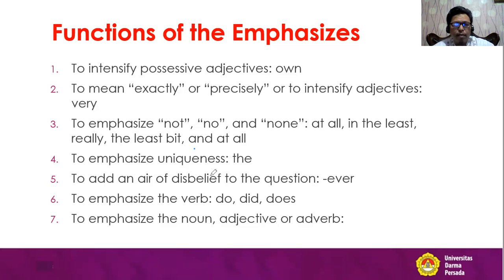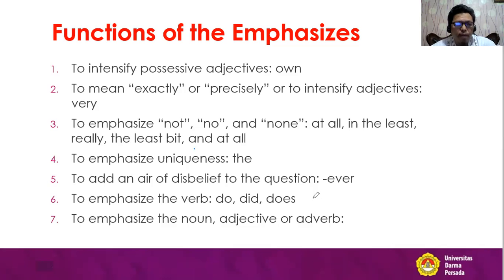The message of the disbelief. And then number six, in order to emphasize the verb, we use do, we use did, we use does, or what everybody calls auxiliary do. When we have do and did, does, and then followed by verb, that means we are focusing or we are stressing the verb.